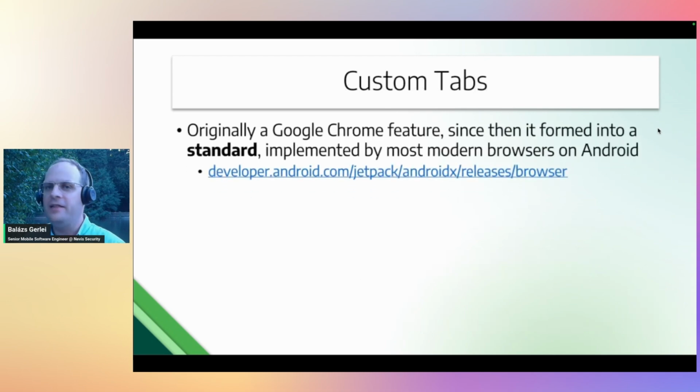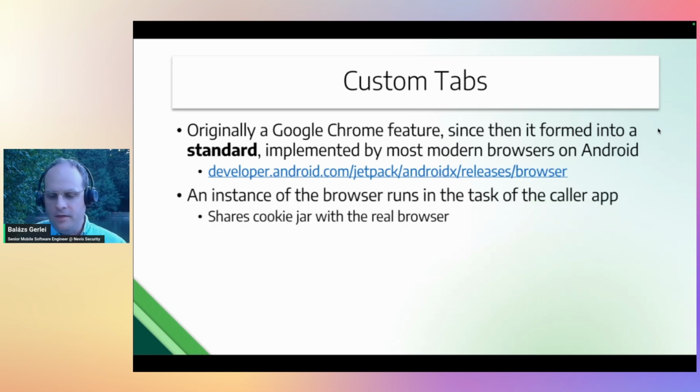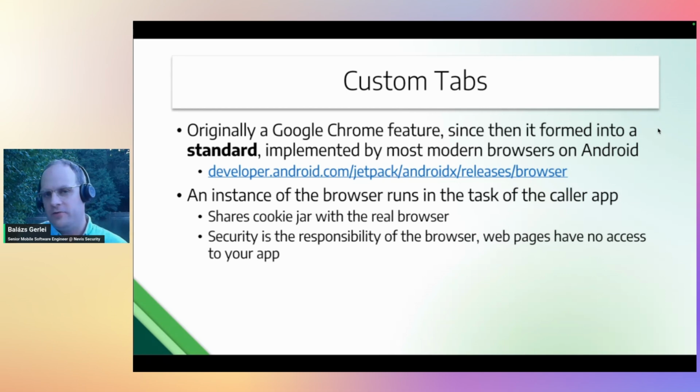Custom tabs, another actual solution to most of the problems I mentioned. I don't know if you heard about this. Originally, it was a Google Chrome feature. Now it's built into most of the modern browsers, I would say, almost any of them. It's basically a way to get the browser instance running in your task. You can customize the look and feel, and it shares the cookie jar with the real browser. So if the user is logged in to the real browser, the default browser, for example, on their device, then they will be logged in to your application as well.